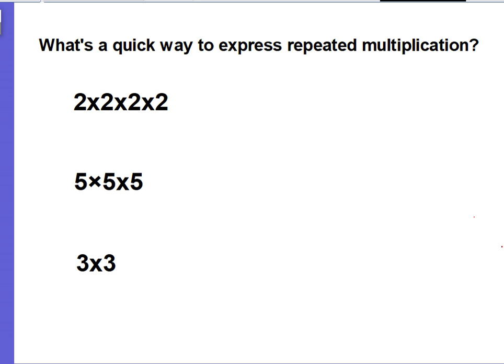So I look at the first one and I see 2 times 2 times 2 times 2. What we're going to learn now is that instead of writing 2 four times, I could write a big 2 and a little 4 up in the upper right-hand corner. And that means that 2 is being used as a factor 4 times. That's called 2 to the 4th. This is called a power. This 4 is an exponent. And the 2 is a base.